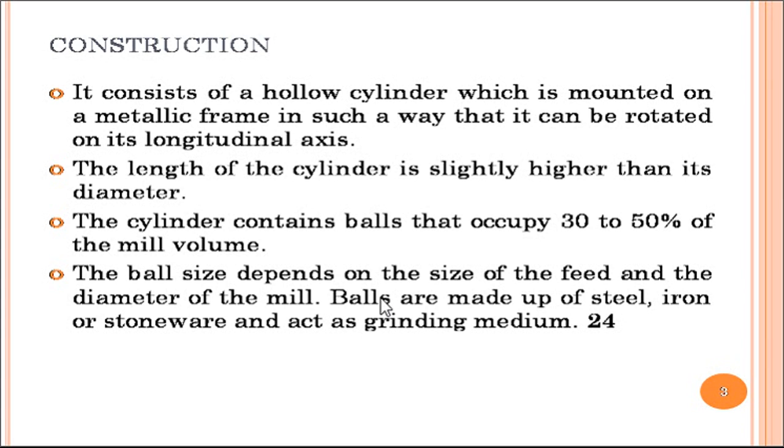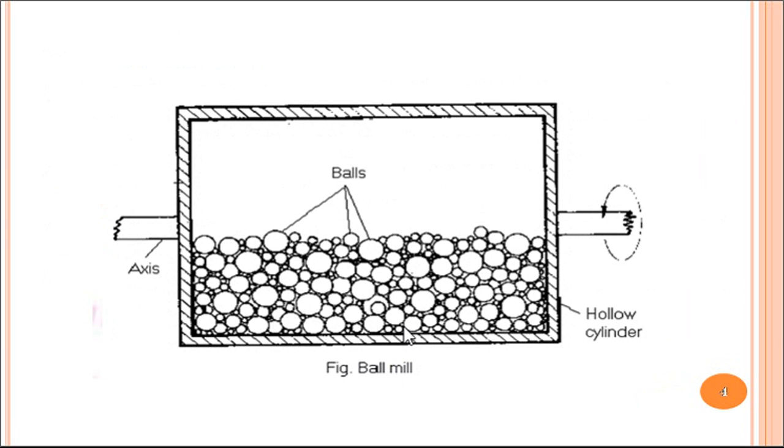The length of the cylinder is slightly higher than its diameter, and it should be kept in such a way that there is effective size reduction. The cylinder contains balls that occupy 30 to 50% of the mill volume. This is very important to maintain for effective size reduction, because space must be given for the material to rotate along with the small pebbles, balls or rods, and that will cause the size reduction. The ball size depends on the size of feed and the diameter of the mill. Balls are made of steel, iron or stoneware and act as a grinding medium, which provides the platform for size reduction.